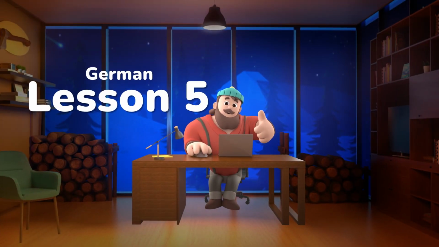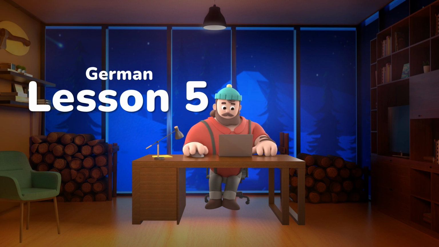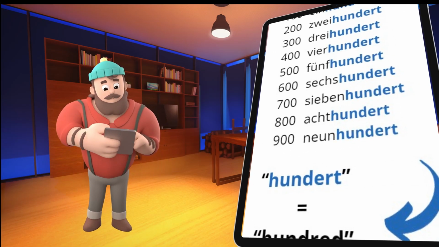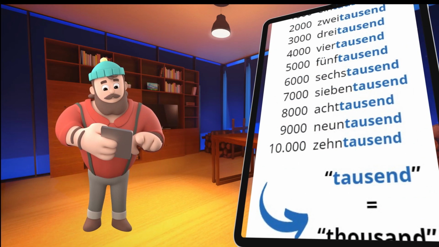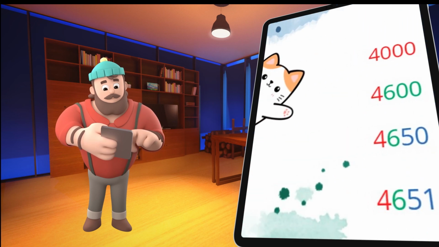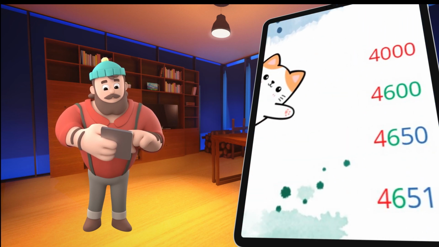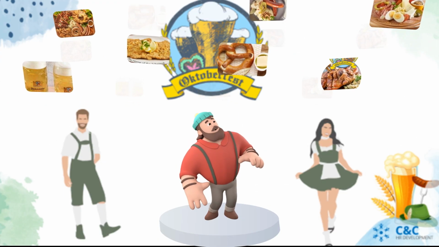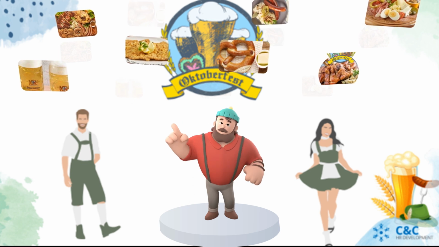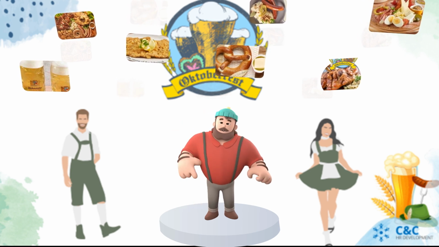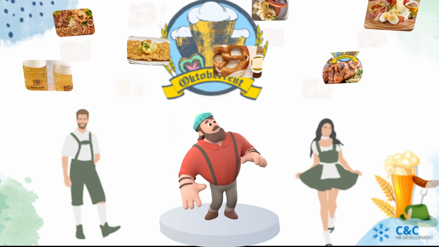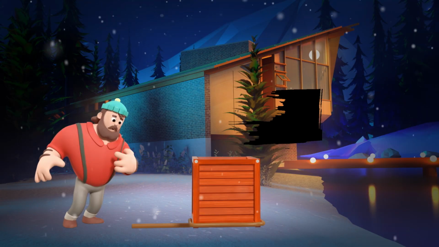Today we learn the big numbers. First, we are going to take a look at the hundreds. Then we check the thousands. And we learn how to combine all that so that we can go together to the Oktoberfest in Manila and order and buy food in German. Let's dive right into it.